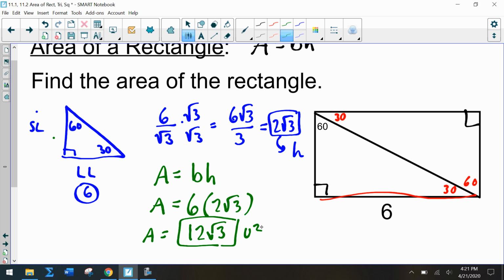Units squared. So again, this may look like a simple problem because you're like, fine, the area of a rectangle is base times height, but we have to remember, we have to be able to find the base and the height if we are given 30, 60, 90, or 45, 45, 90 right triangles.